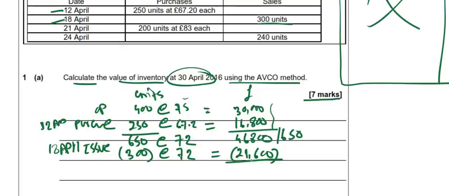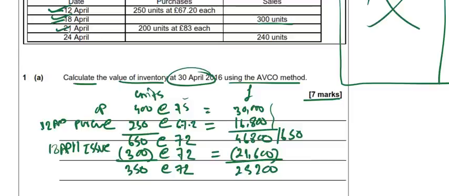How much is the money left? 25,200. At 72, how many items are there left? 350 of your inventories left. So we dealt with these two. A couple more. We're gonna follow the same procedure.